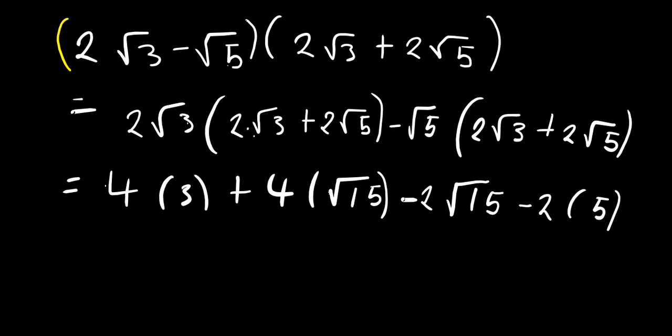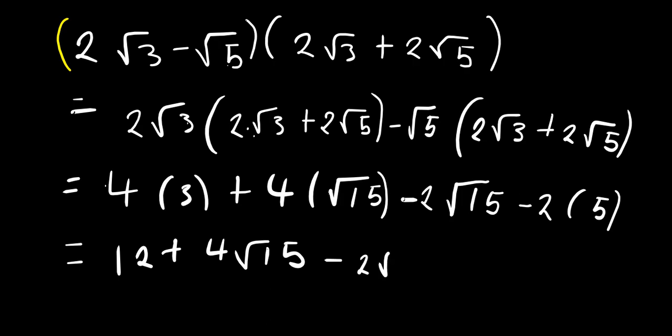So now let's simplify this. 4 multiplied by 3, that is the 12, plus we have 4 root 15 minus 2 root 15, negative 2 multiplied by 5, that is 10.